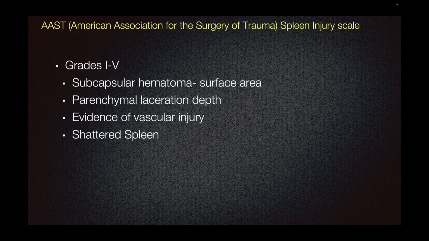The AAST, or American Association for the Surgery of Trauma, has a spleen injury scale that we use to grade splenic injury. As you can see, splenic contusion is not one of the criteria. When we're looking at the grading system, we look at the subcapsular hematoma in relation to the surface area of the spleen, the parenchymal laceration depth, any evidence of vascular injury, or a shattered spleen.